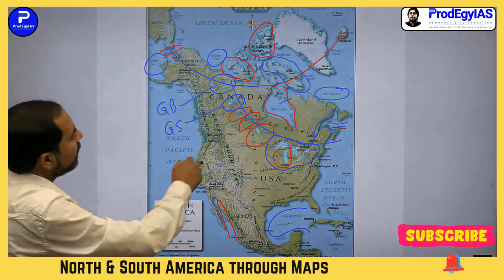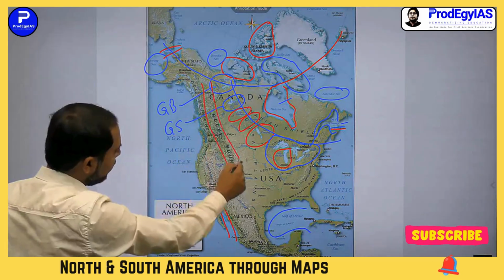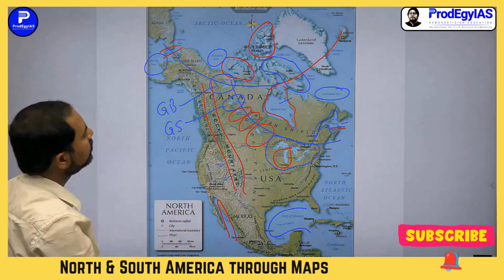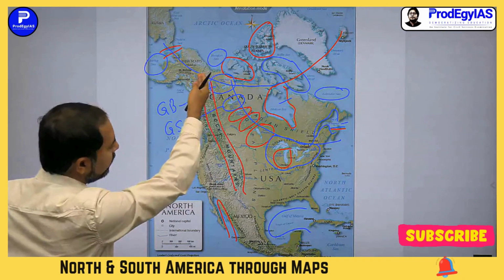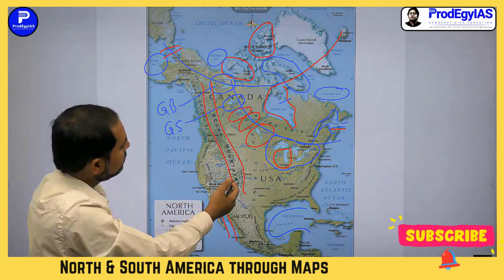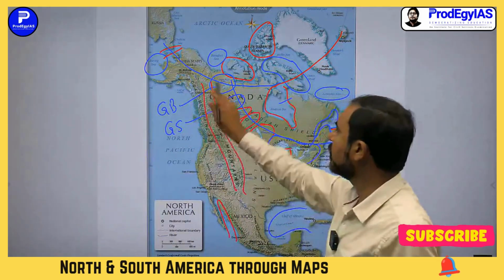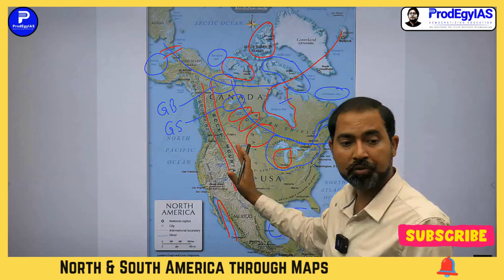Then on the western part, there is a cordillera of mountains. This is called Rocky Mountains. It expands right from the northern part of Canada through USA. In the Canadian part, the Rockies are nearer to the coast. Here they are far away from the coast, right?